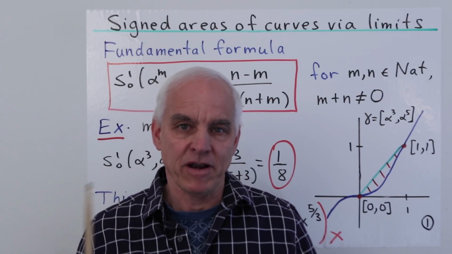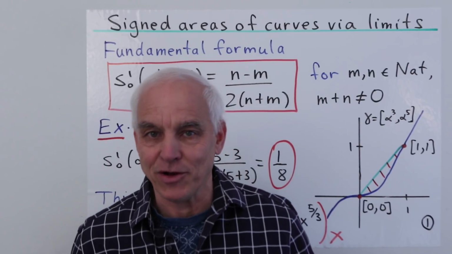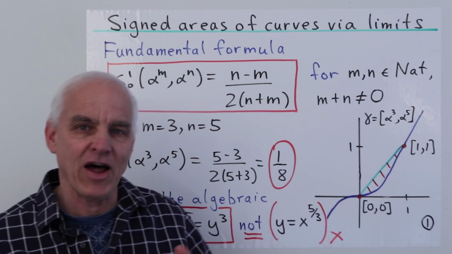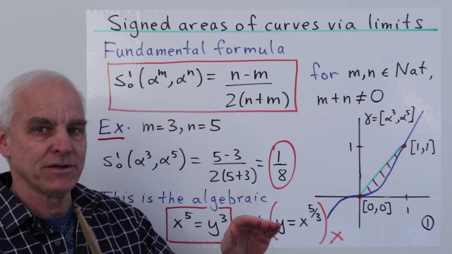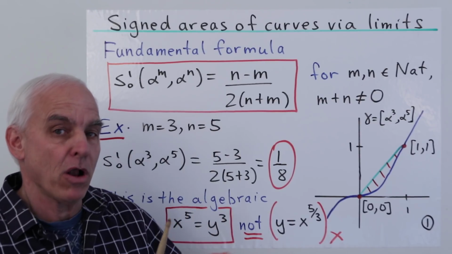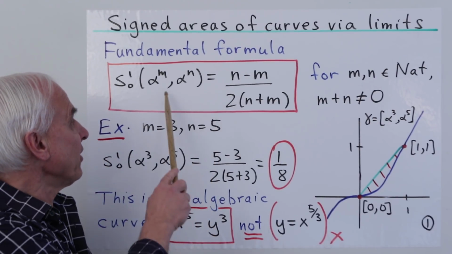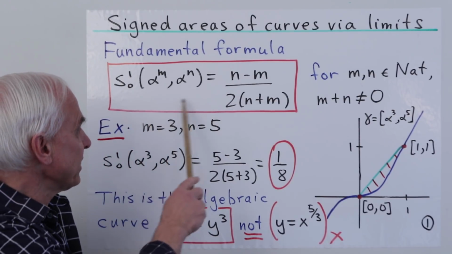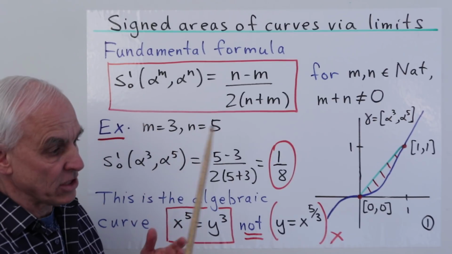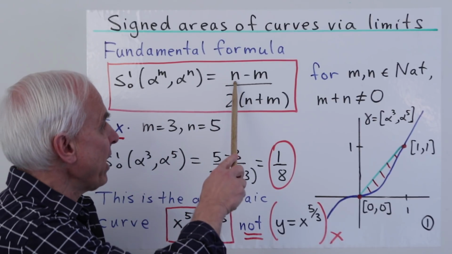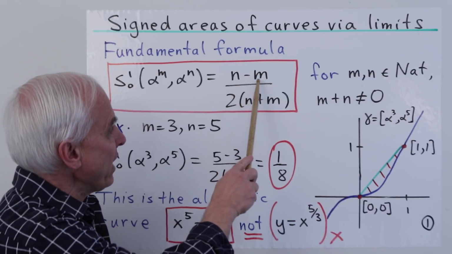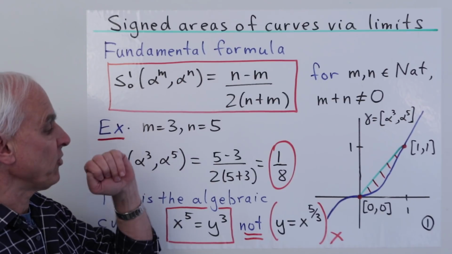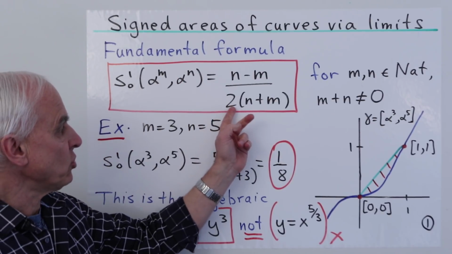We've just established the fundamental formula of the Algebraic Calculus, which is this one right up here. It's a formula for the signed area of a segment of a particular polynomially parametrized curve, a relatively simple one of the form alpha to the m, alpha to the n. The formula was that this signed area from 0 to 1, essentially the simplest signed area, is given by this nice fraction: n minus m divided by 2 times n plus m. So the difference between the exponents divided by 2 times the sum.